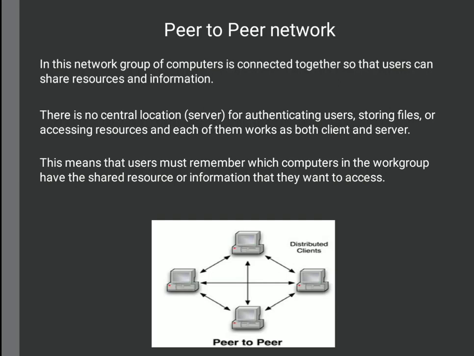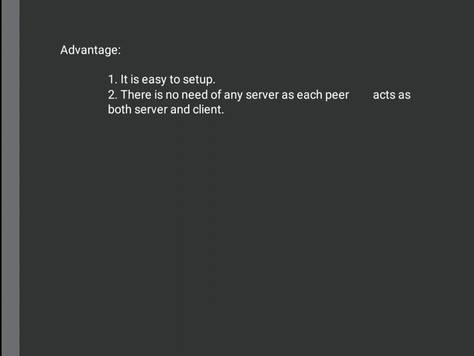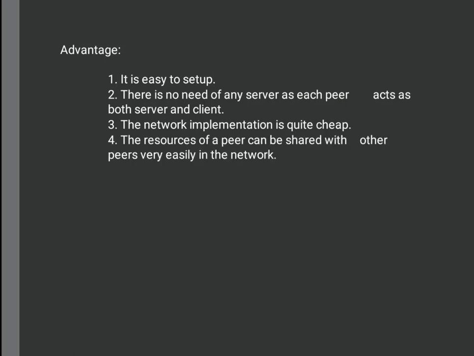Now let's see the advantages of the peer-to-peer model. Now the advantages are really simple, so you will automatically understand them. I just need to read them out. The first is it is easy to set up. Then second, there is no need of any server, as each peer acts as both server and client. The next is the network implementation is quite cheap. There is no centralized location, there is no user security. So yeah, ultimately it is cheap. The resources of a peer can be shared with other peers very easily in the network.